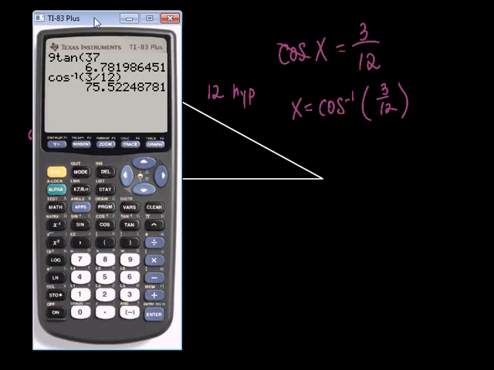Now, this is an angle. It says round the angle to the nearest degree. Not tenth, but to the nearest degree. So this would be what? It would be 76, right?